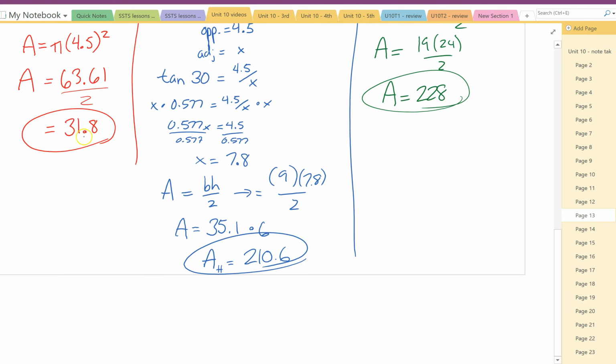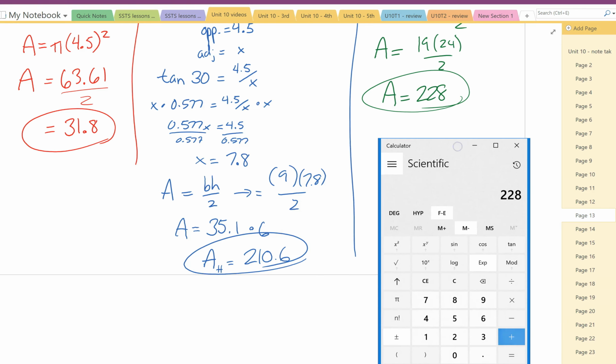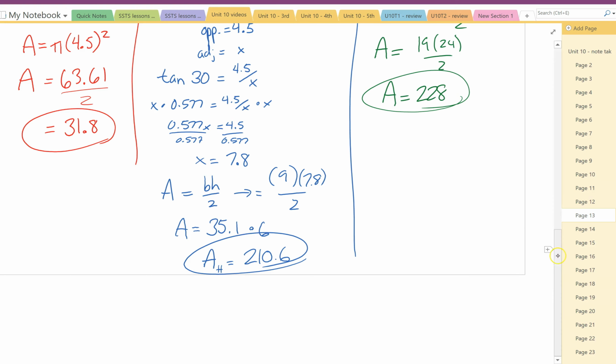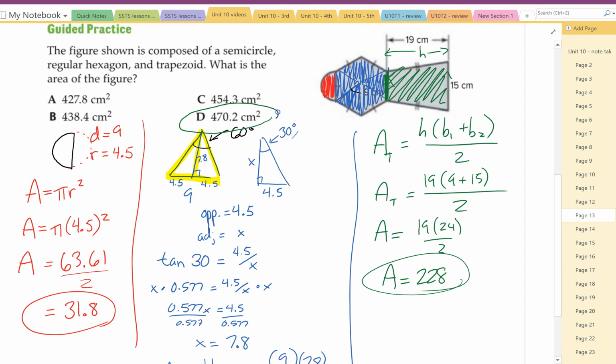So I have 31.8, 210.6, and 228. That's 470.4. Because of rounding, my answer might not match anything exactly. Yeah, it's obviously closest to this one. So due to rounding, we were 0.2 off, but D would be our answer for this one.